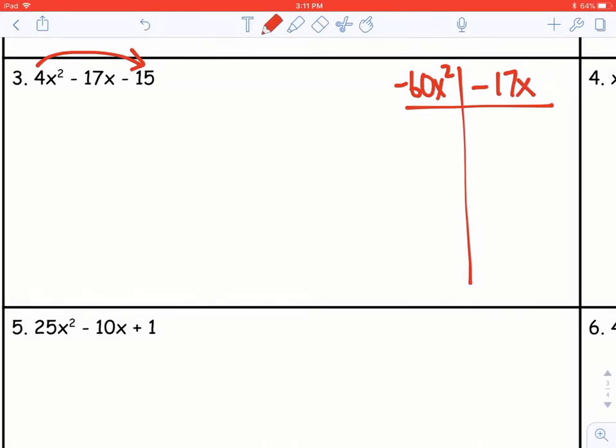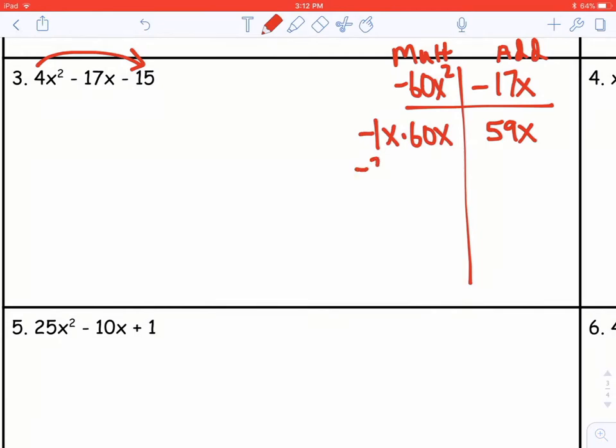So let's start listing the things that would help us to get negative 60x squared. But notice we need to multiply to get something negative and add to get something negative. So one of our numbers needs to be negative and one needs to be positive. So negative 1x times 60x would work, but that would be very far apart because those add up to 59x. That's way off from what we need.